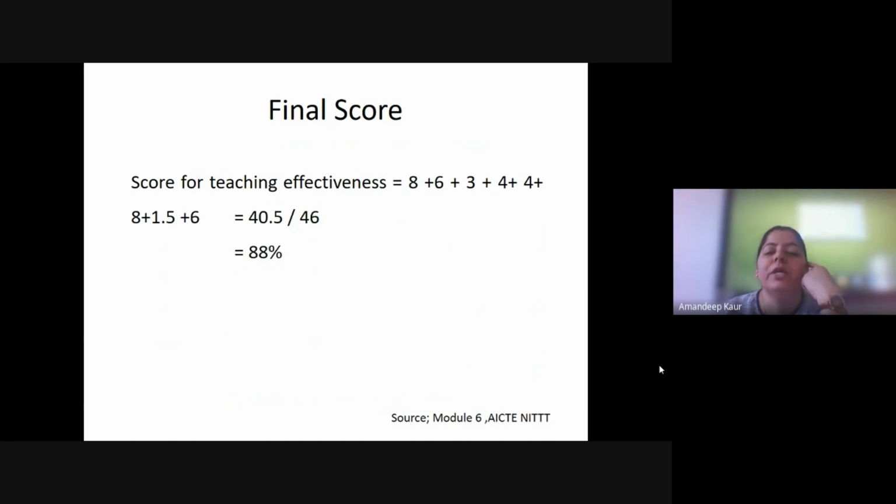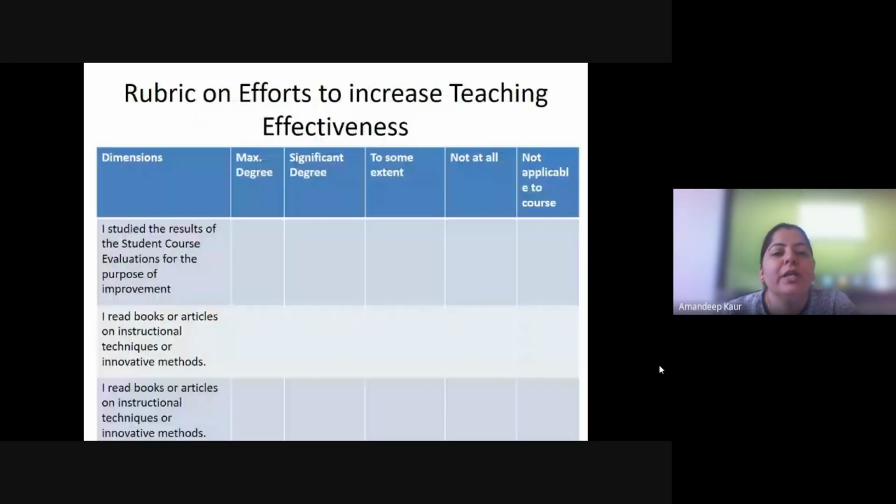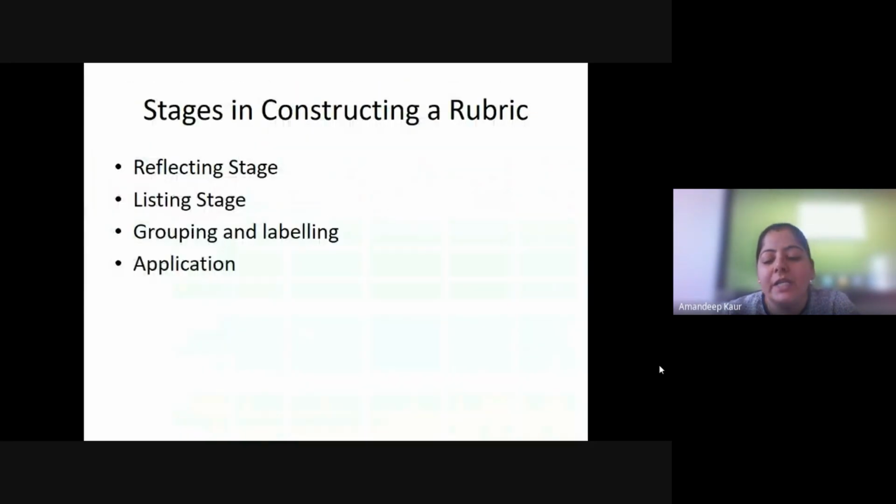So this is how we give weightage to the different dimensions, and we calculate the criteria as defined by that rubric sheet. There may be different types of rubric sheets the teacher can prepare.